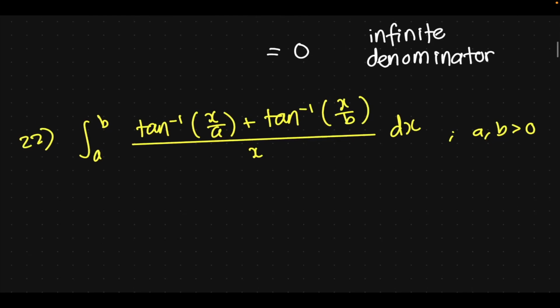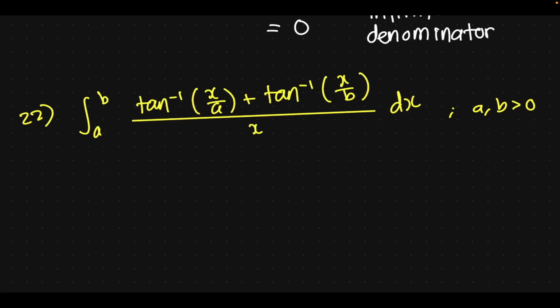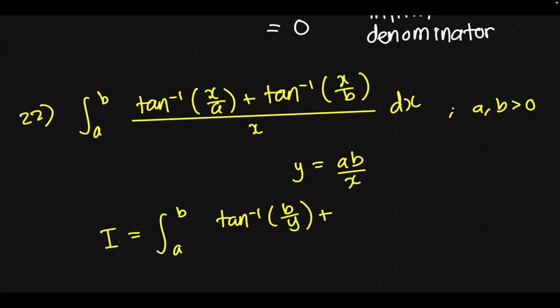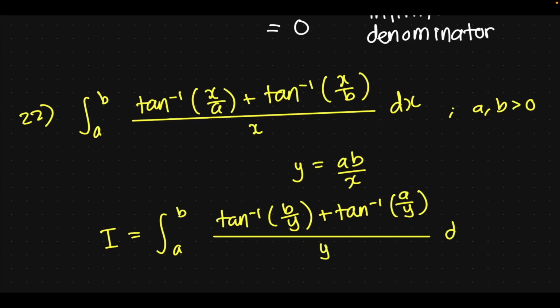Now what you could do here is you could use Feynman method, differentiation under integration, but I guess a nice way of doing this is setting y to be ab over x. What that does, we have the integral. The upper and lower bounds will be the same because we get a minus from the differential and that flips the upper and lower bounds nicely. We have tan inverse b over y plus tan inverse a over y. All of that divided by y dy.